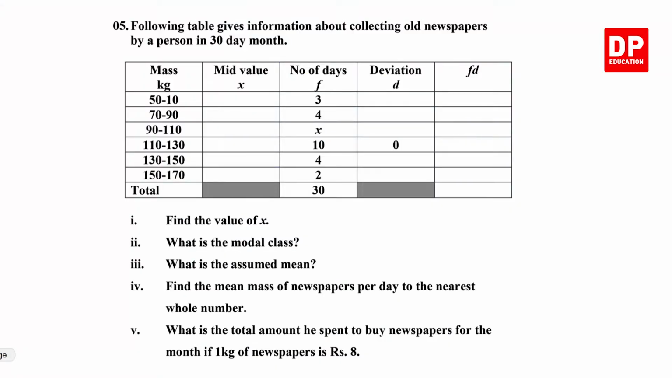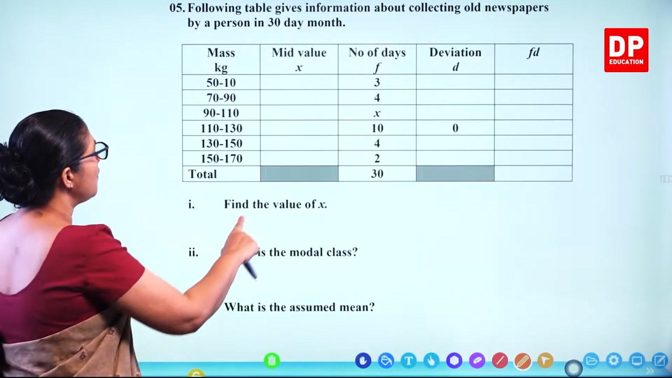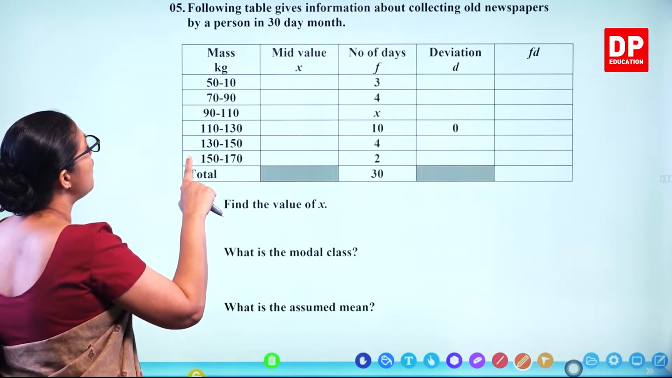Question number 5. This is a statistics question. You get 5 parts there. The following table gives information about collecting old newspapers by a person in a 30-day month. Kilograms is their mass. So we have to find the mid values. Find the value of x. Means mid values you have to find.